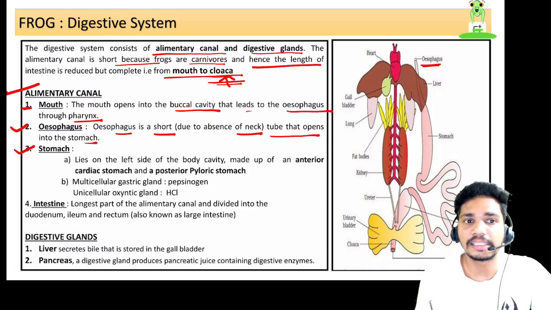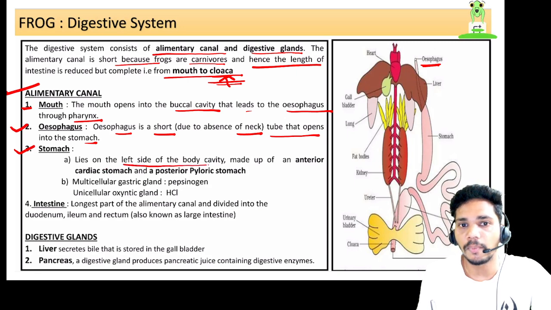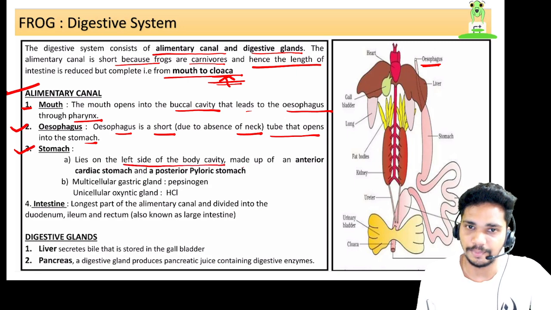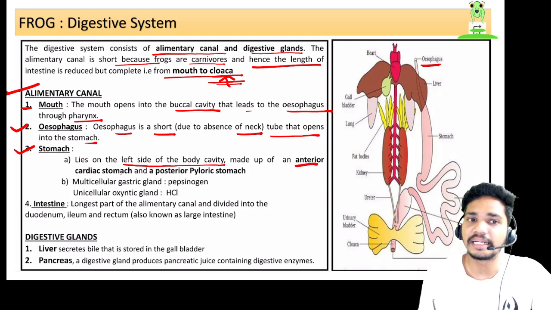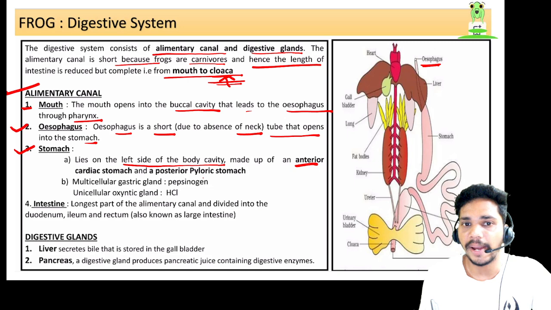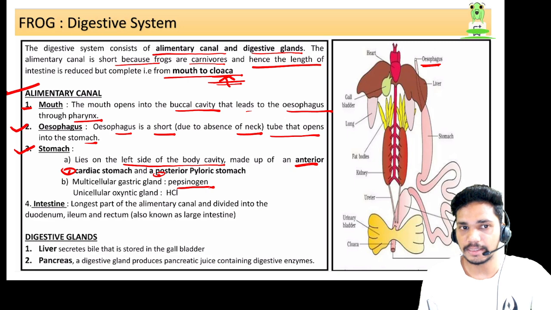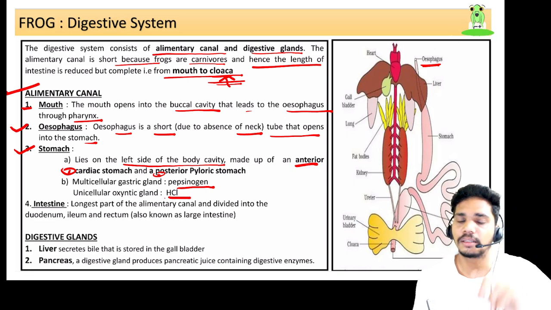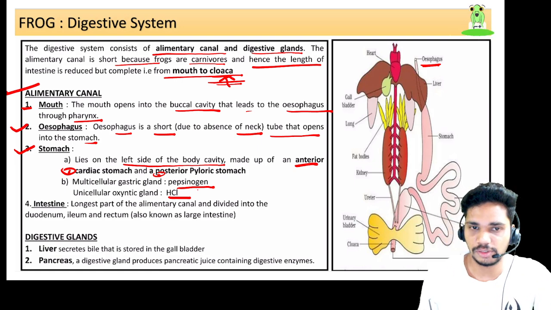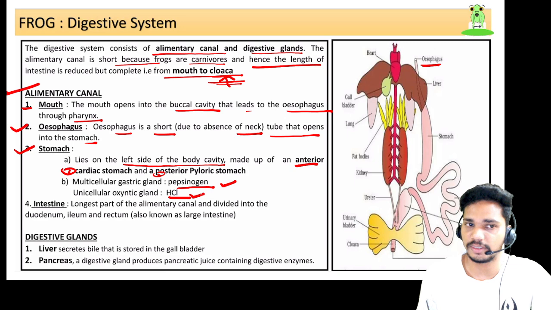Now the stomach lies on the left side of the body cavity. Which side? Left side. It is made of the anterior cardiac stomach and the posterior pyloric stomach. So there are two parts: first the cardiac stomach and second the posterior one. Then multicellular gastric glands, that is pepsinogen, are present. Unicellular oxyntic glands, that is HCl. We have seen this in human digestion as well, like pepsinogen, and what is the function of HCl, right?